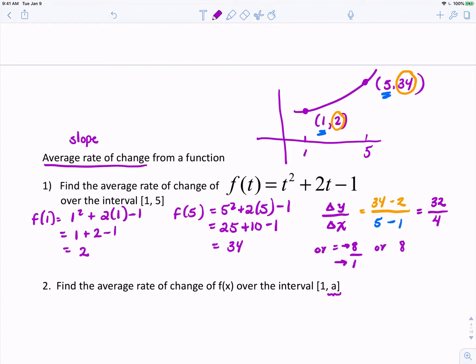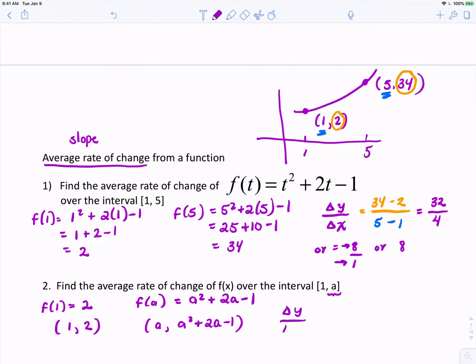All right, so just like before, we're going to find our points. We already know that f of 1 is 2, so our first point is 1 comma 2. Now let's find out what f of a is. f of a would be equal to a squared plus 2a minus 1. And so our second coordinate, when we put in a, our y coordinate would be a squared plus 2a minus 1.